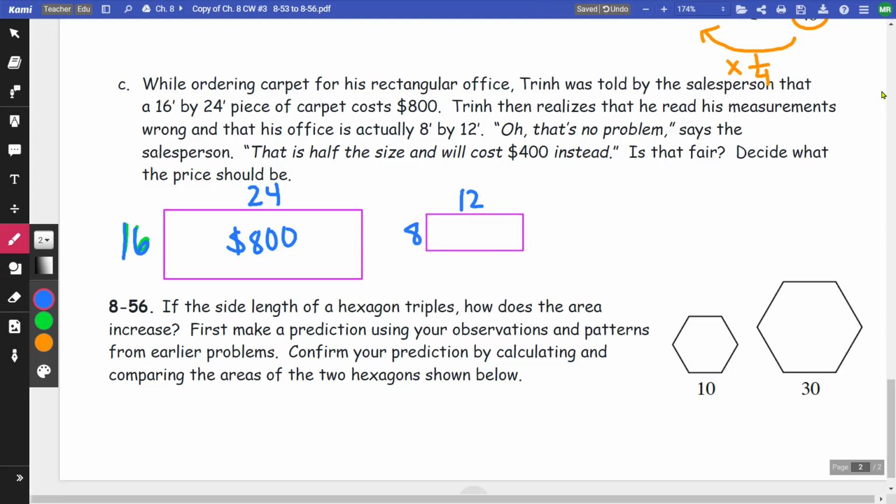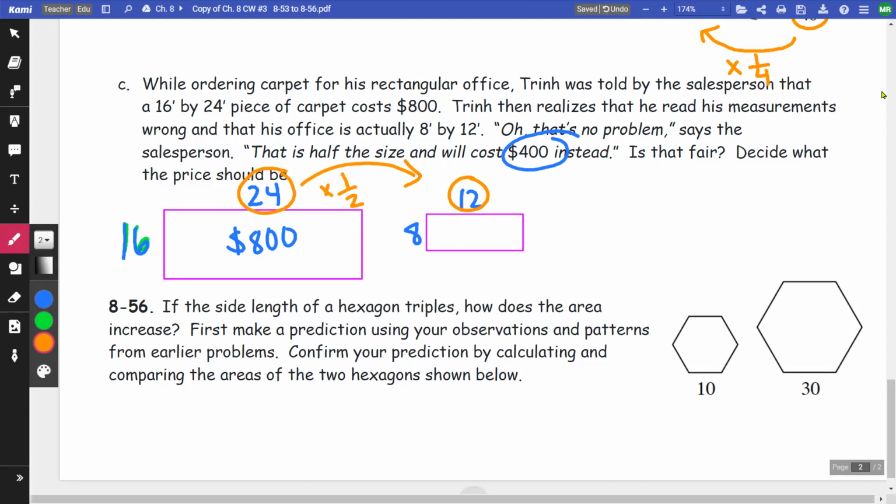And so the salesperson is saying, that's no problem. That is half the size and will cost $400 instead. Is that fair? So they're saying that's going to cost $400 because it's half the size. Now the sides are half as big. So my scale factor, what am I doing from this to this, for example? I am multiplying it by a half, or a 0.5.